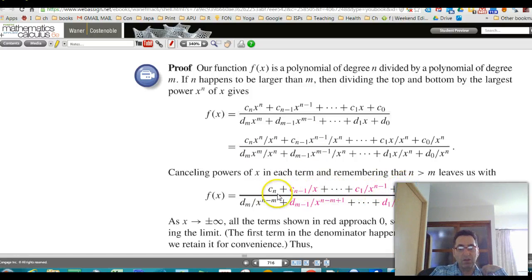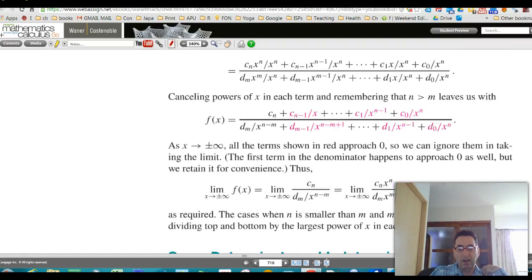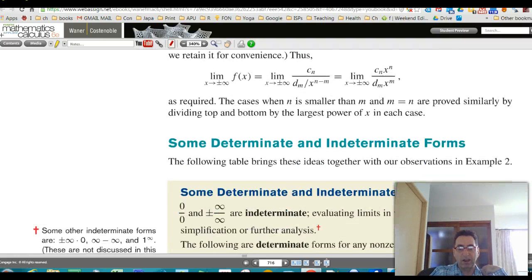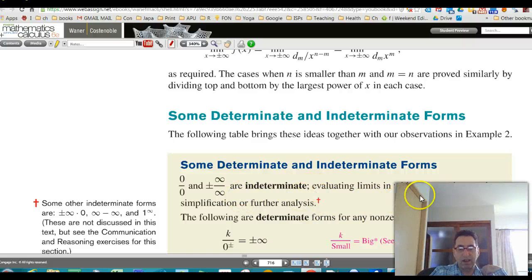And when x goes to infinity, what happens to all these other terms? This goes to 0, this goes to 0, this goes to 0, because they all have an x in the denominator. This one does not go to 0. All the others go to 0, so you end up with c sub n. Okay? And you can check that. So we're not going to go through all this stuff, but you can read it. It's about determinate and indeterminate forms. Okay? All right, that's all.